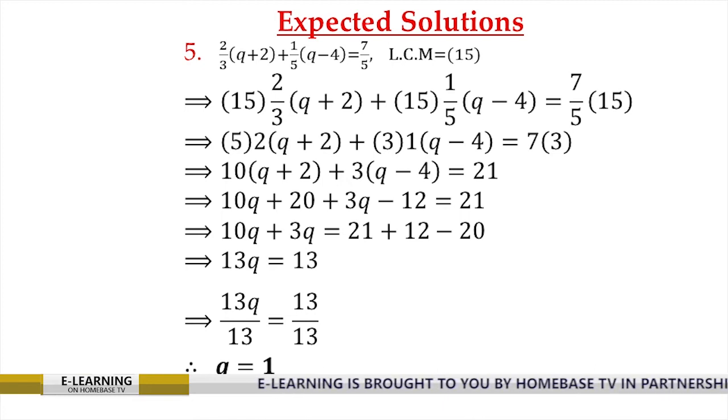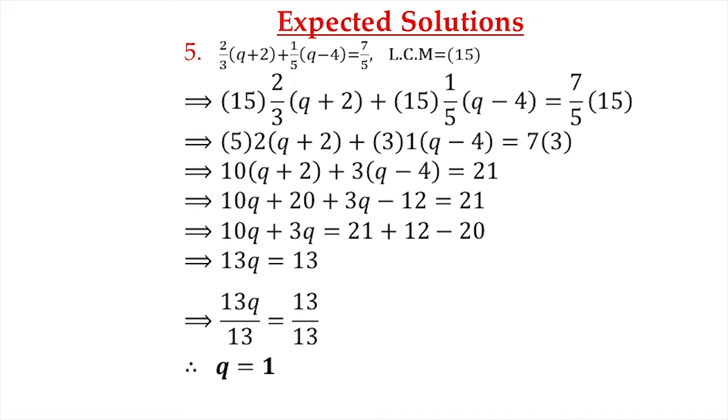Then transpose negative 12, which was on my left, to the right hand side, to become positive 12. And then positive 20, which was on the left hand side, to the right hand side, to become negative 20. So by simplification, 10q plus 3q is 13q, equals 21 plus 12 will give us 33, minus 20 will give us 13. Since we need q, we divide both sides of the equation by the coefficient of q, which is 13. So therefore, q is equal to 1.